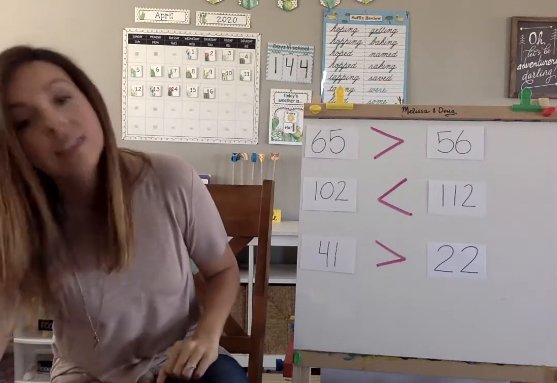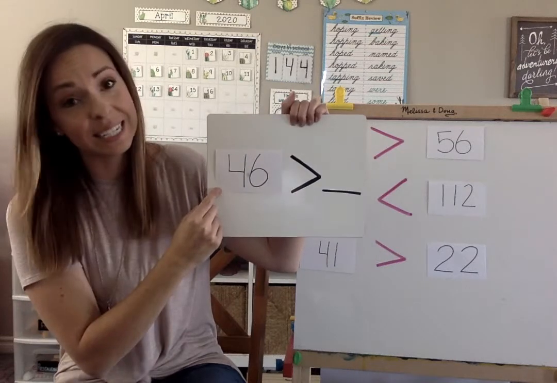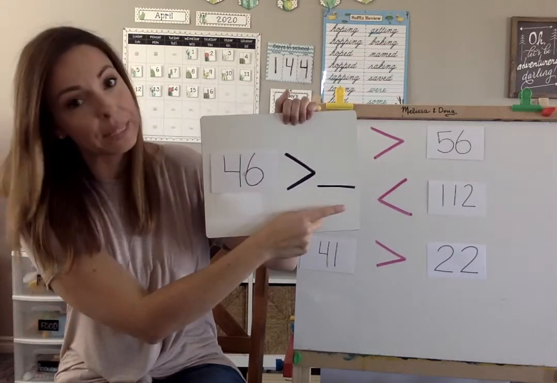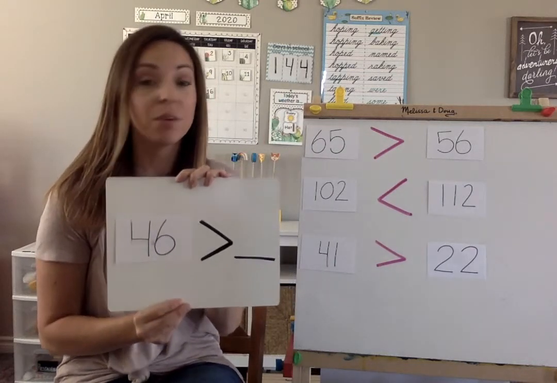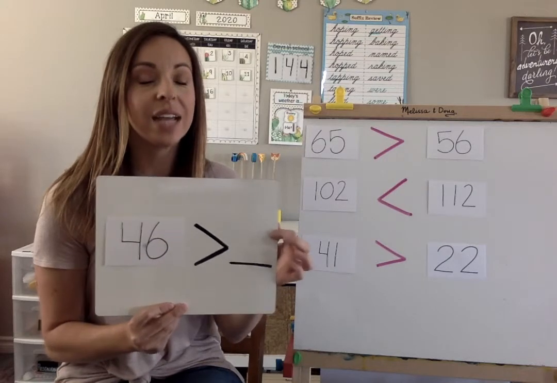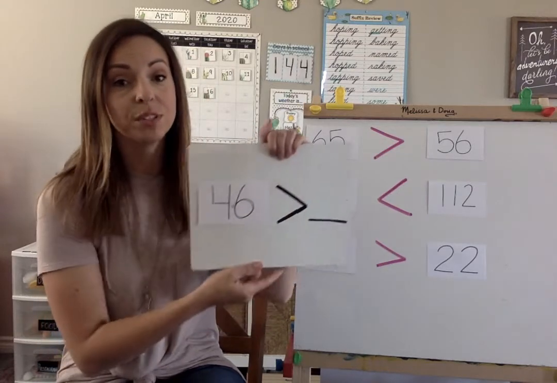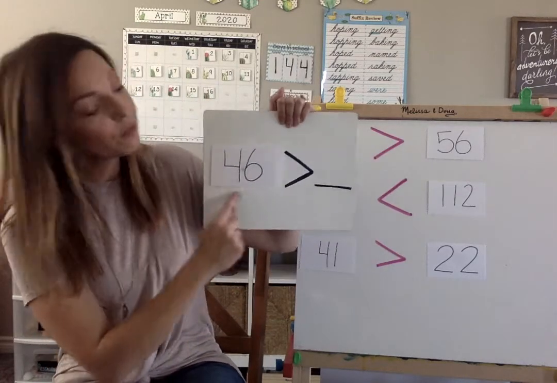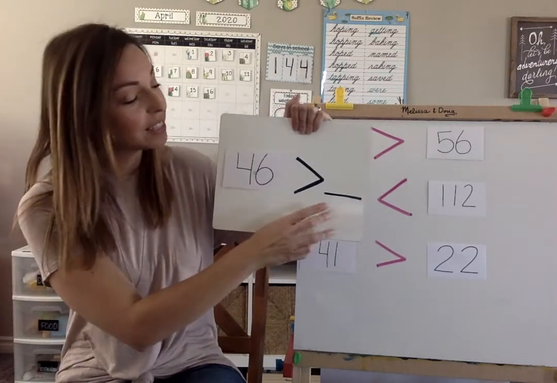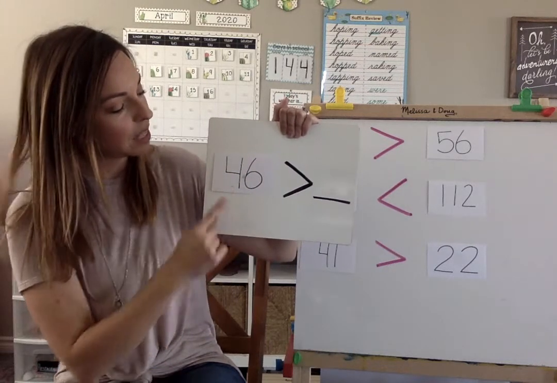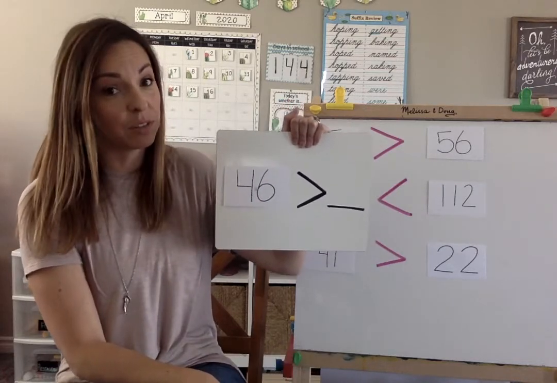Let's take a look at the last one for this part. 46 is greater than blank. That means that for this, you need to think of a number and write a number down that is smaller or less than the number 46. You're going to write a number that makes this true. So if you write a number that's bigger than 46, will this be true? No, right? It has to be a number that's smaller than 46. Any number that's smaller than 46 will do.